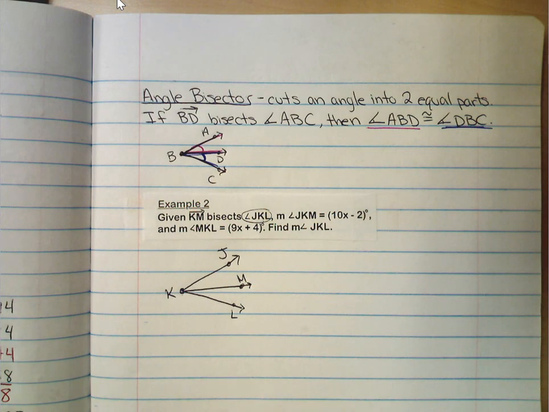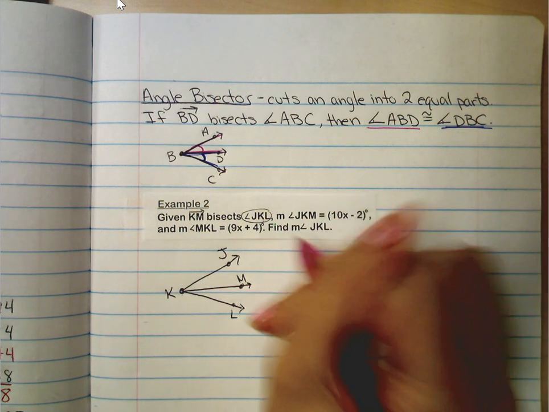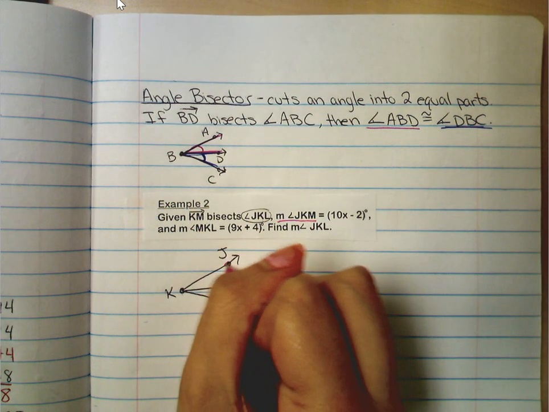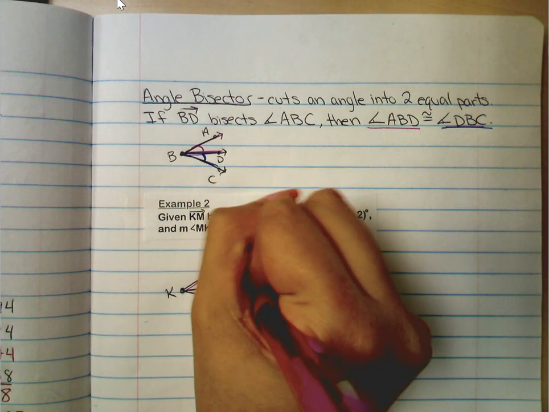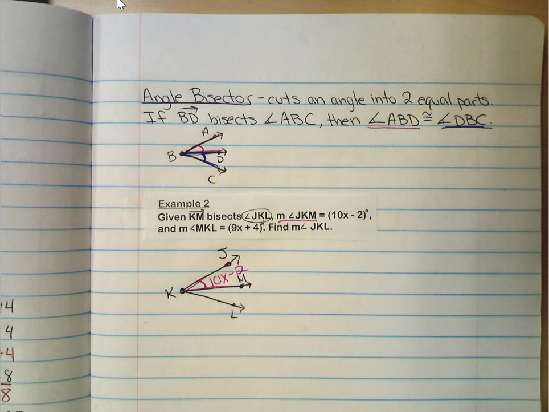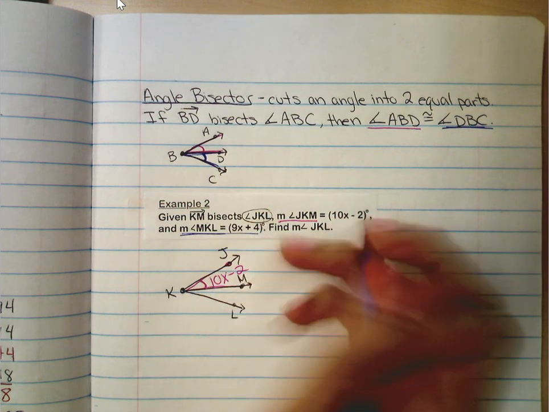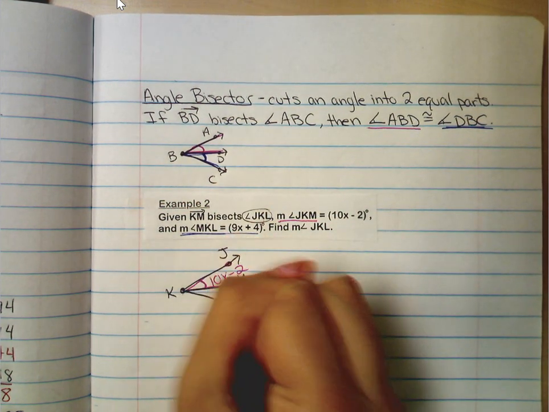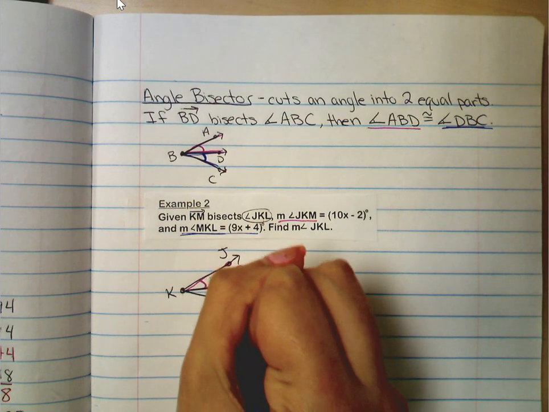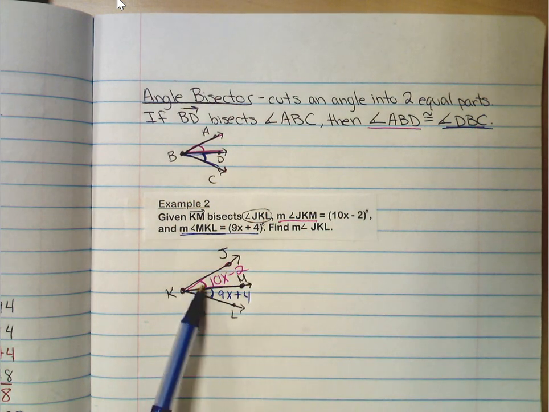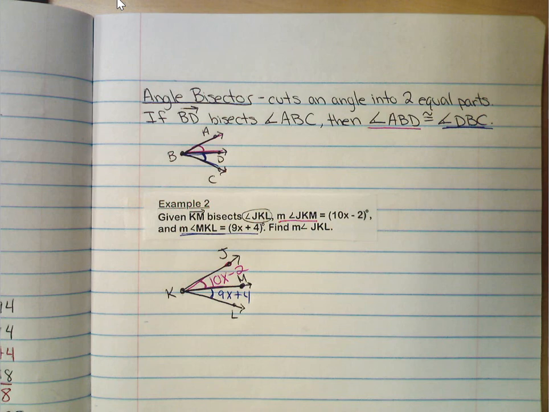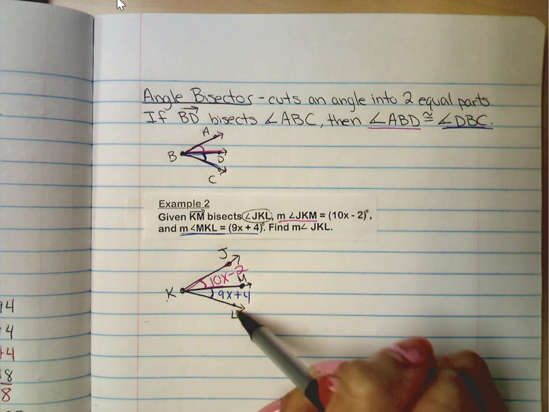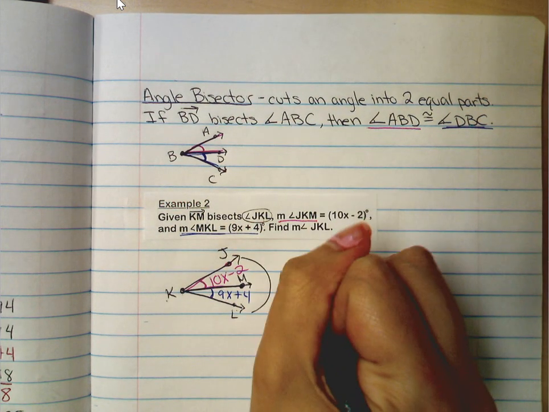And now I'm going to label the information that they gave me. So they gave me the measurement of angle JKM. So JKM, that's 10x minus 2. And they gave me MKL. MKL is the blue one. This is 9x plus 4. Notice how I put one curve on each of those. That means that they're equal. And then they're asking me to find JKL. JKL is the entire thing. So they want me to find out the total.